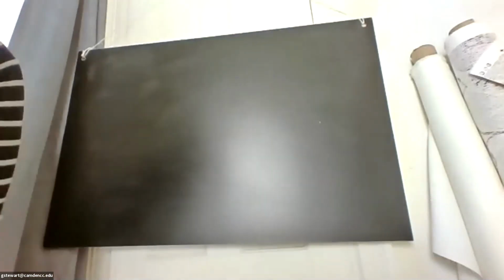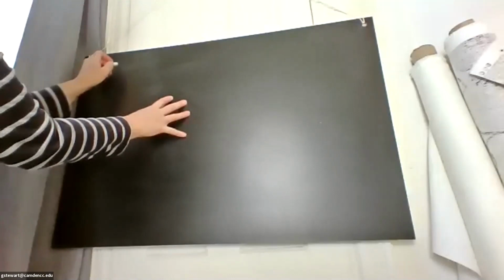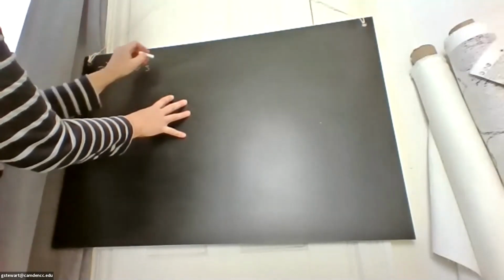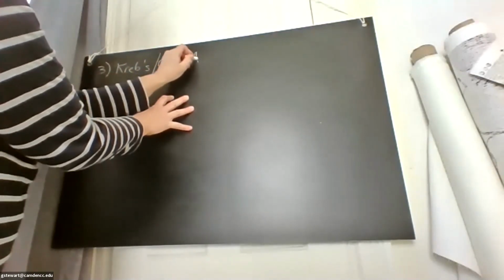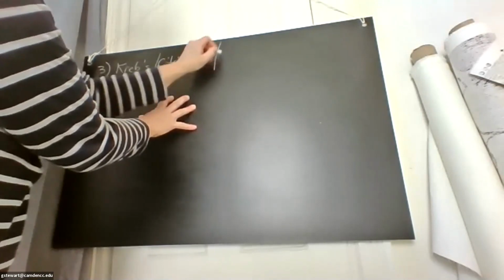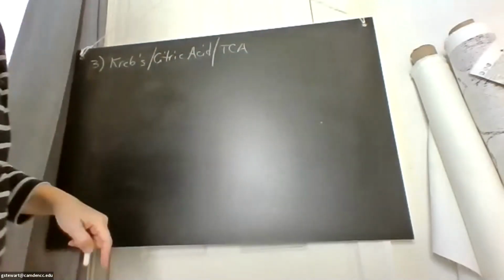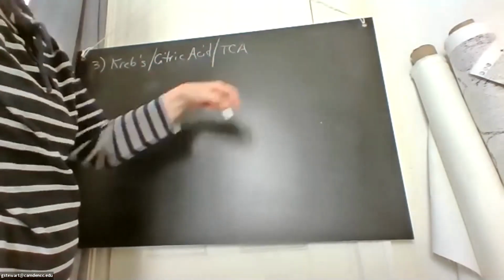All right, so I'm just going to get out a piece of chalk instead, and we'll talk about the Krebs cycle, step 3. It goes by many names: Krebs cycle, citric acid cycle, TCA, which does not stand for the citric acid cycle, even though it seems like it should. It stands for the tricarboxylic acid cycle.